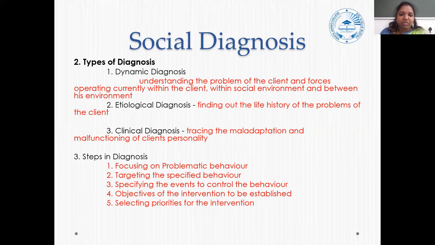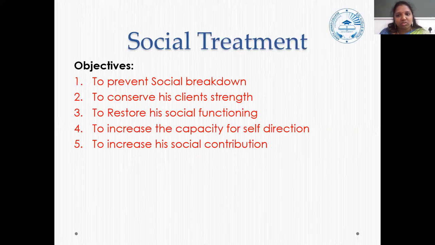And the third one is specifying the events to control the behavior. So how he can control his behavior in forming certain modalities. And then objectives of the intervention need to be established, what kind of intervention can be given to the client, and priorities need to be fixed by the caseworker in giving treatment. And this is about the social treatments.